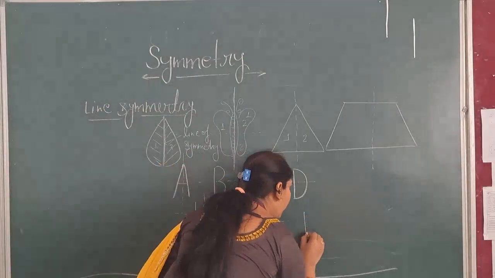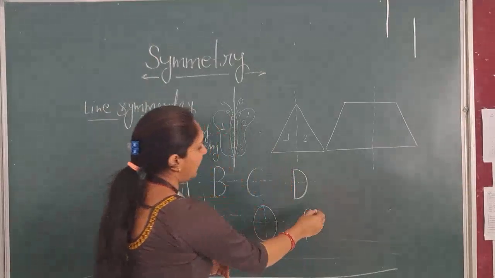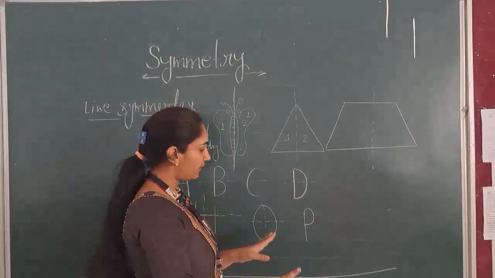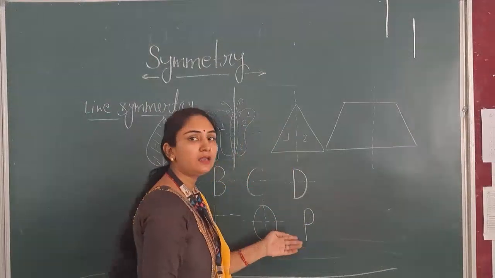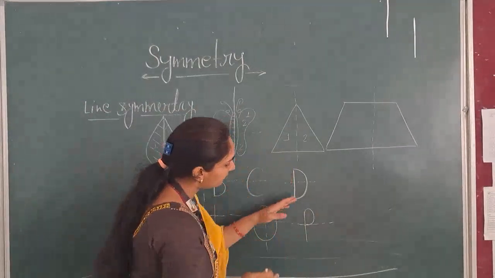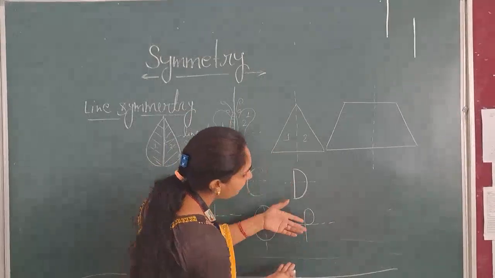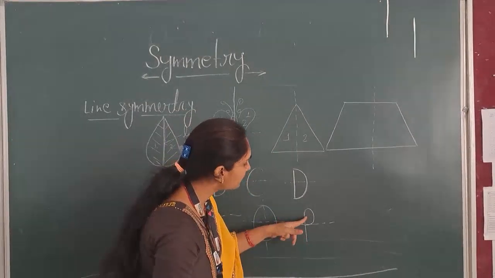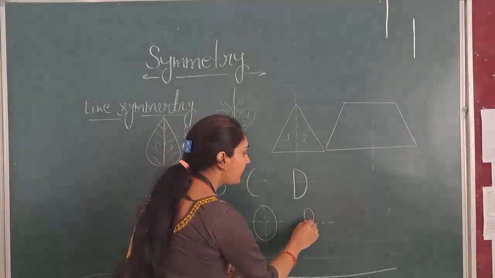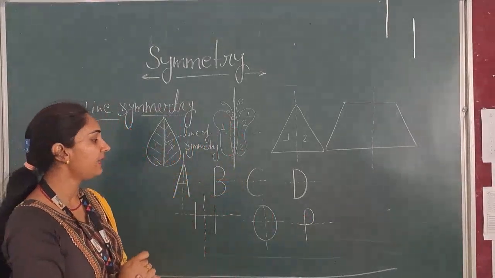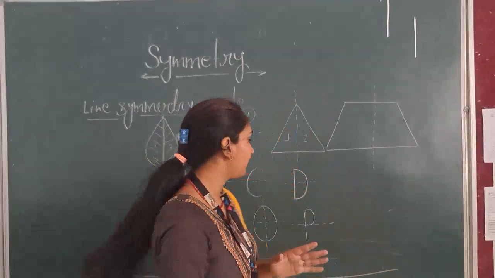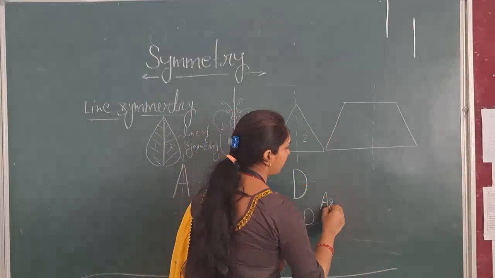Now we have the alphabet P. It has no line of symmetry because we can't cut it into two equal halves. If we cut it like that, then if we fold, it has no line of symmetry because this part does not cover the second part. So P has no line of symmetry. That means an object which has no line of symmetry is called asymmetric.